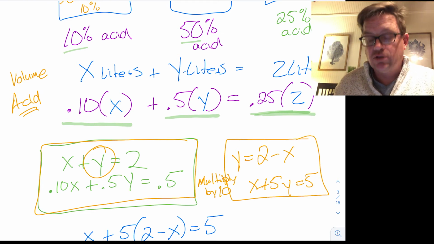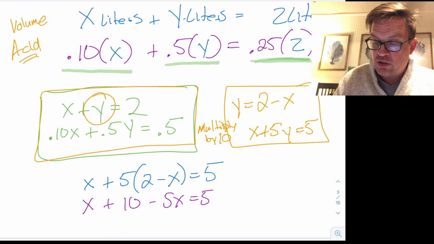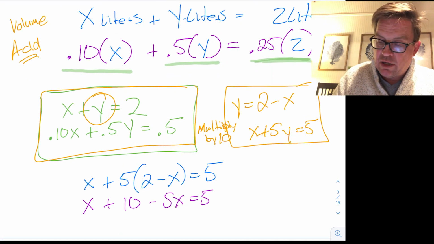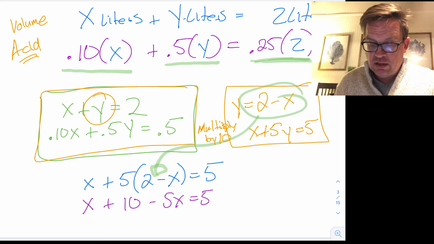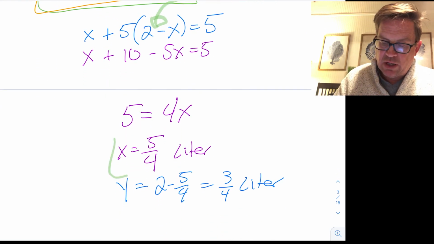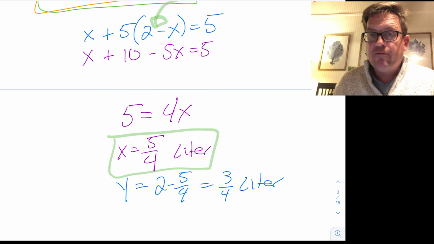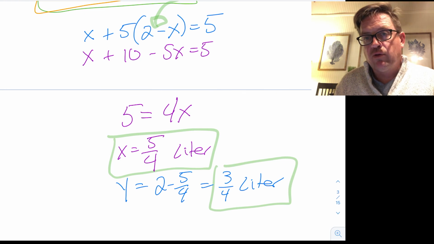I can now solve those two equations by substitution, taking this 2 minus x and substituting it in. Then I only have x's in my equation. I can multiply things out, and I solve without too much trouble, and it's 5/4, 1.25 liters of the weaker solution, and that means the rest, 3/4 of a liter, of the strong solution.